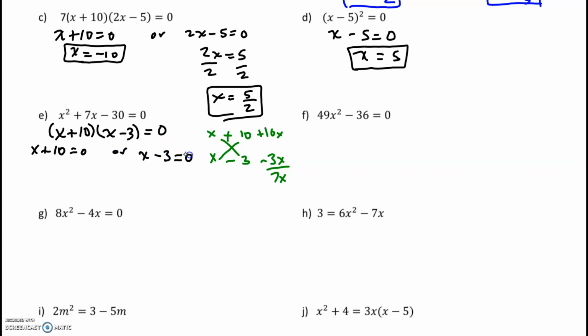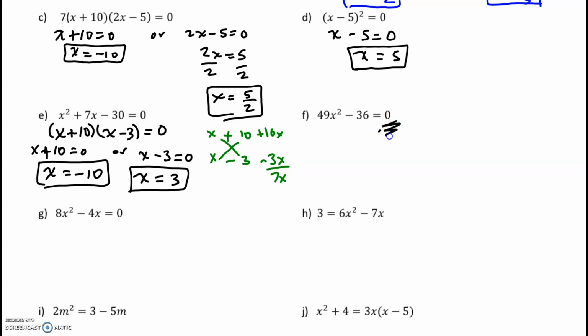And then we go ahead. Step 4 is solve the equation. So that will be x equals negative 10 or x equals 3. Okay, and we could go back ahead and sub it into the equation to see if it does in fact equal 0. All right, let's go on to the other one.